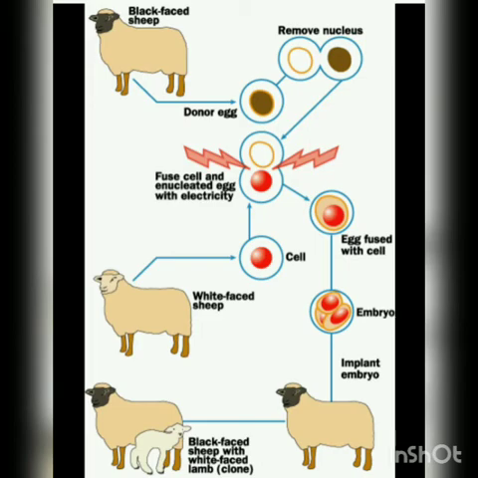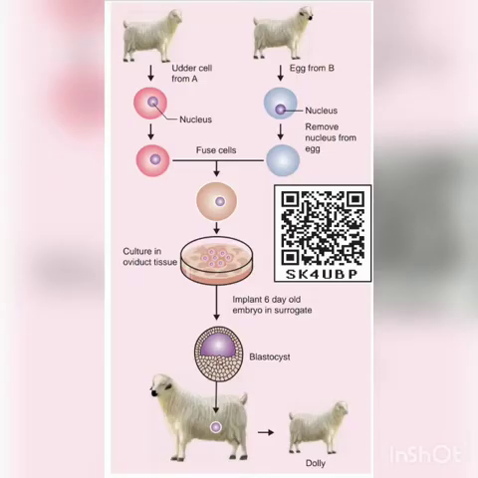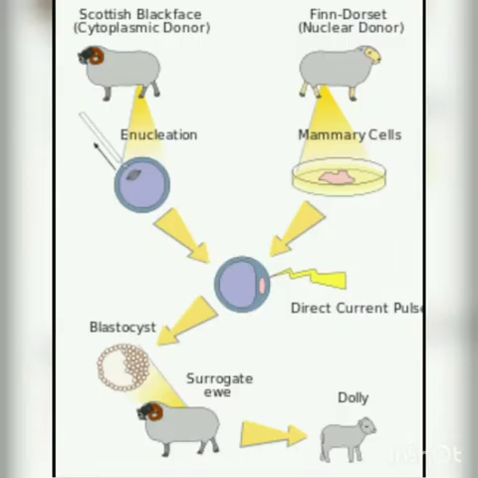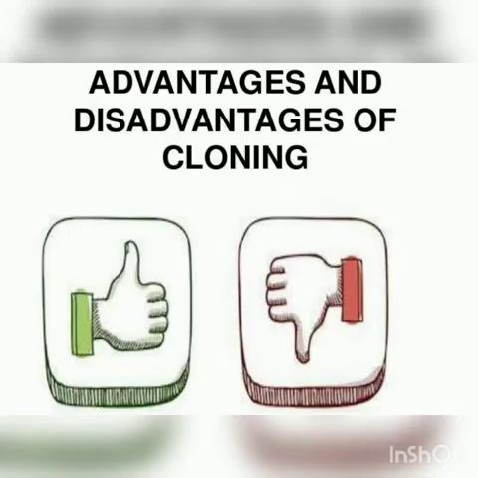The outer membrane of the mammary cell was ruptured, allowing the ovum to envelop the nucleus. The fused cell was implanted into another ewe, which served as a surrogate mother. 5 months later, Dolly was born. Dolly was the first animal to be cloned from the differentiated somatic cell taken from an adult animal without the process of fertilization. So there are many advantages and disadvantages of cloning.